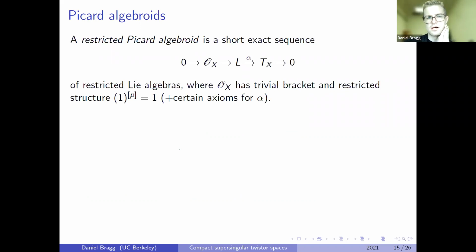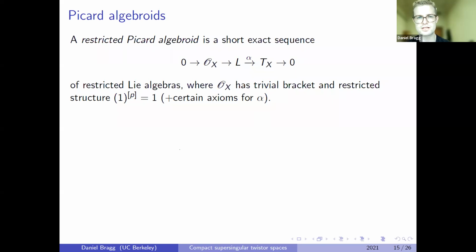A restricted Picard algebroid, that's just my word for it. It's a short exact sequence like this of restricted Lie algebras. So here, the tangent bundle of X is a sheaf of Lie algebras. It's equipped with the usual bracket. It also has the structure of what's called a restricted Lie algebra, which also incorporates this p iterate operation. So this is what I'm going to call a restricted Picard algebroid. It's a short exact sequence like this, and there are some axioms that I didn't write down that this map alpha has to satisfy.